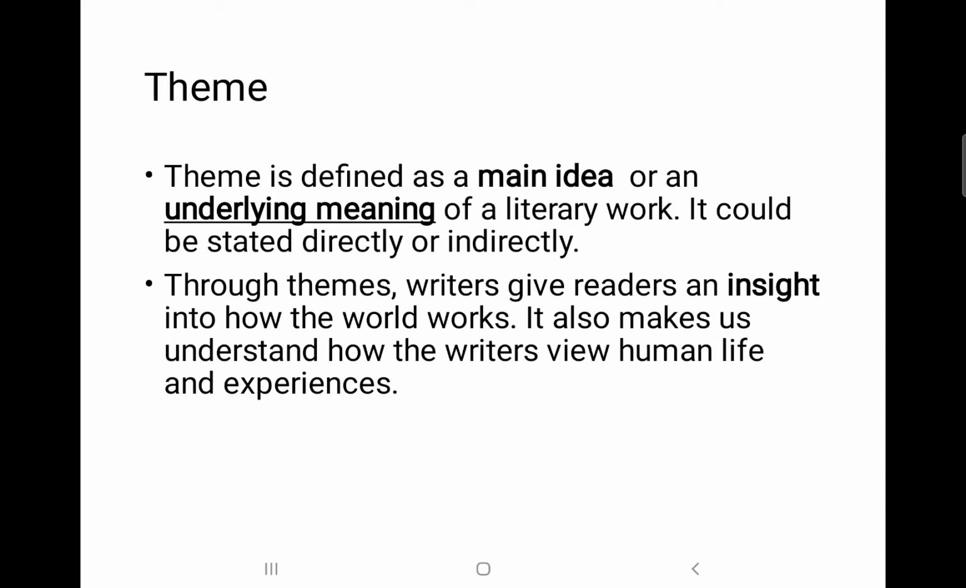Theme is defined as a main idea or an underlying meaning of a literary work. It could be stated directly or indirectly. Through themes, writers give readers an insight into how the world works. It also makes us understand how the writers view human life and experiences. A novel, because it is a long work, may have one major theme, a theme that keeps on repeating itself, a recurring one, or several other minor themes.